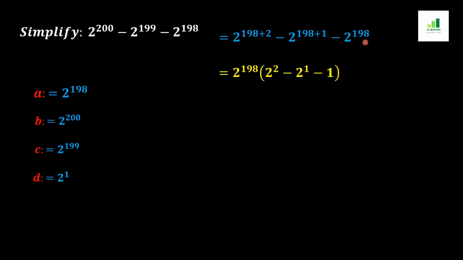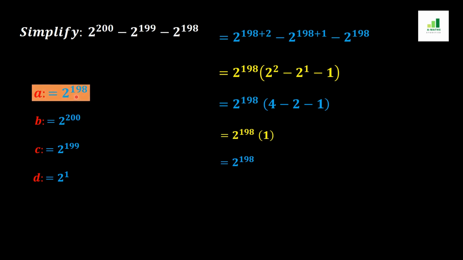Now in the next step we should open all of these values. How? Simply, 2 squared can be written as 4, 2 to the power 1 will be equal to 2, and 1 will remain the same. Now simplify all of these values. As a result we will get 1. 4 minus 2 minus 1 will be equal to 1, and 2^198 into 1 will be equal to 2^198. It means that our answer is option A, which is 2^198.